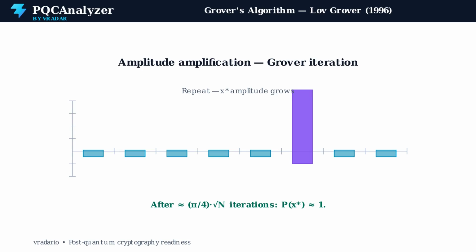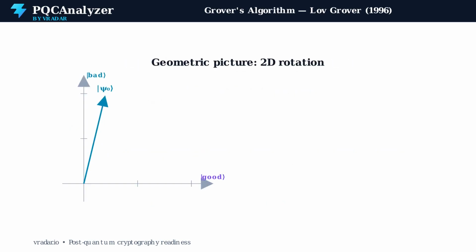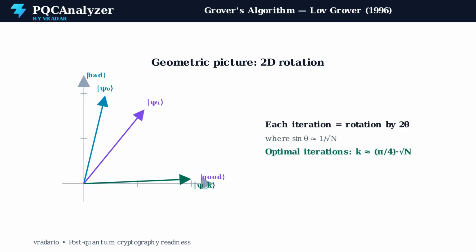The geometric picture makes the why obvious. The state lives in a two-dimensional plane spanned by ket good and ket bad. The initial state sits at a small angle theta toward bad, with sine theta about 1 over root n. Each Grover iteration rotates by an additional 2 theta. The optimal iteration count k is about pi over 4 times root n, just enough to bring the vector close to the good axis.